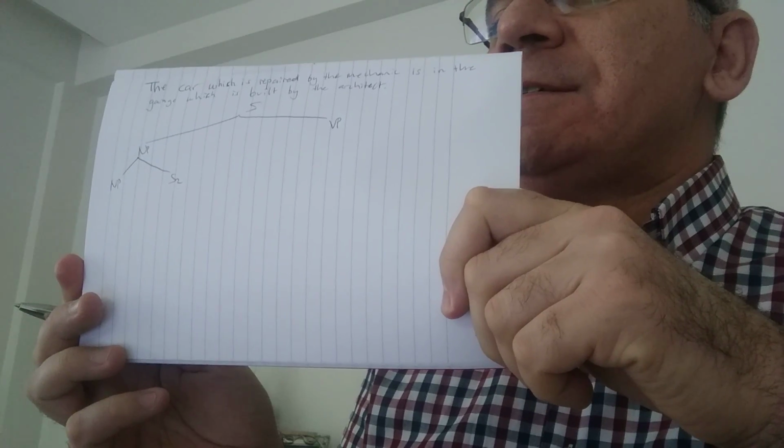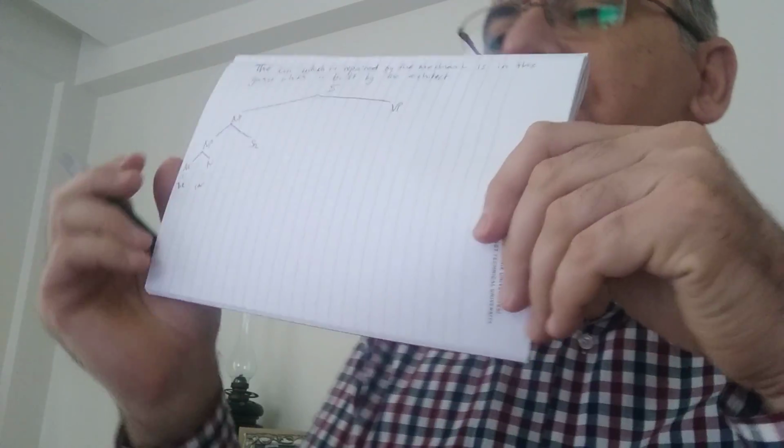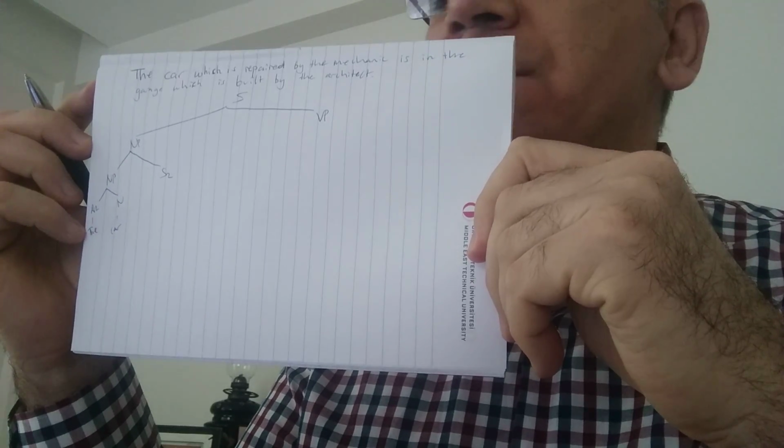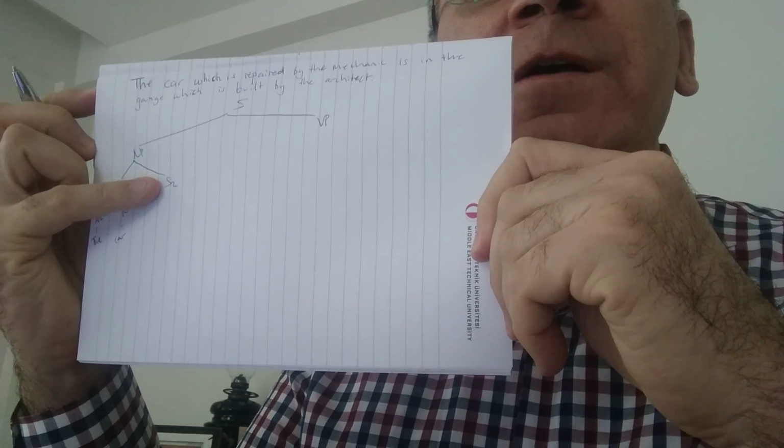Let's divide the sentence into two. The sentence is divided into noun phrase and verb phrase, as usual. In the noun phrase part, the car which is repaired by the mechanic, the car is a noun phrase, so we have to divide the noun phrase into two, noun phrase and sentence two. Then in the noun phrase part, we have an article, the, and we have a noun, car. Simple, the car.